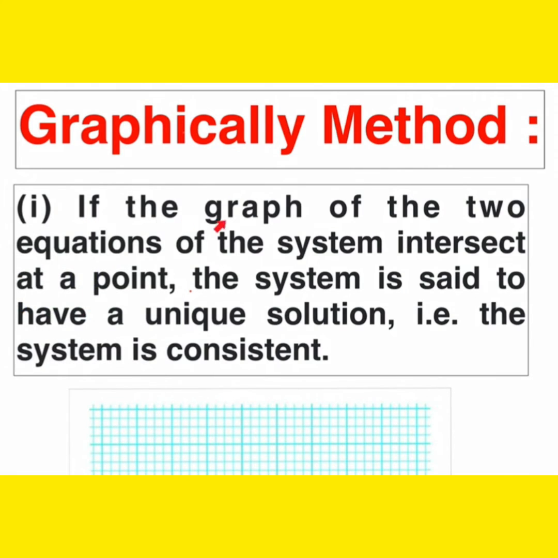So dear, if the graph of the two equations of the system intersect at a point, the system is said to have a unique solution. That is, the system is consistent. So how can we say from the graph the system is consistent or has a unique solution?